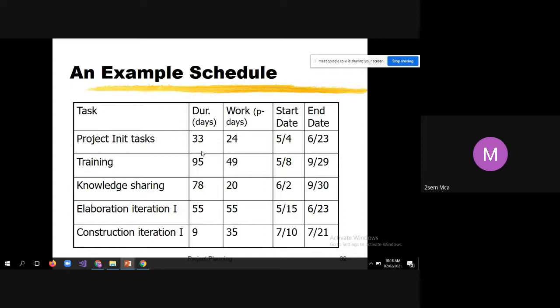Then knowledge sharing. Knowledge sharing is very important. We cannot expect that all the team members are very well versed with whatever tools and technologies they are using. They should know why they are using them and why they have selected those specific tools.